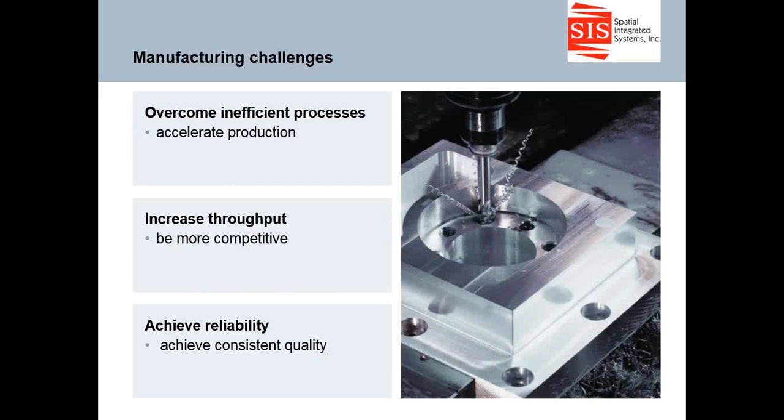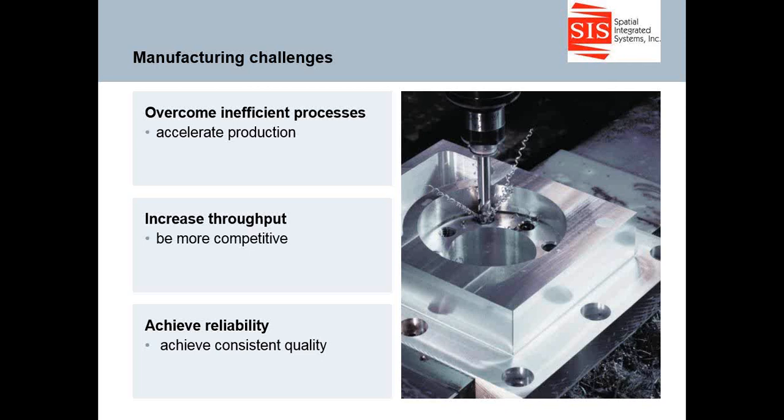Now let's go over some manufacturing challenges. Inefficient processes can affect production in many ways, as I'm sure you've experienced. For example, when manufacturer companies try to fit separate software applications together, it often results in a process that requires multiple data conversions. To be competitive in today's environment, manufacturers need to increase their throughput.